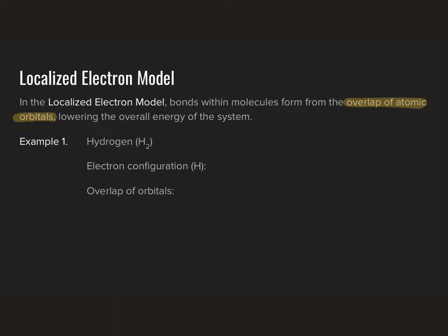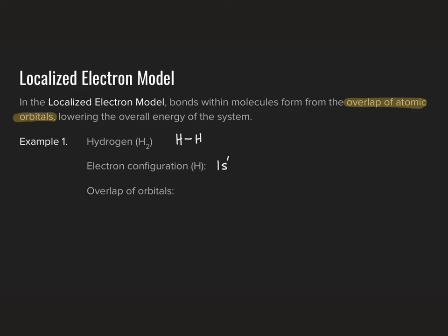We'll have a look here at an example and understand how we expect the localized electron model would predict bonding to occur within probably the simplest molecule we could possibly choose, which is the diatomic hydrogen molecule, H2. We'll go ahead and start by drawing a quick Lewis dot structure for hydrogen. Obviously, we have one electron each, and that forms a single bond between those two hydrogens. The electron configuration of that hydrogen atom, as you recall from earlier discussions, is simply 1s1.